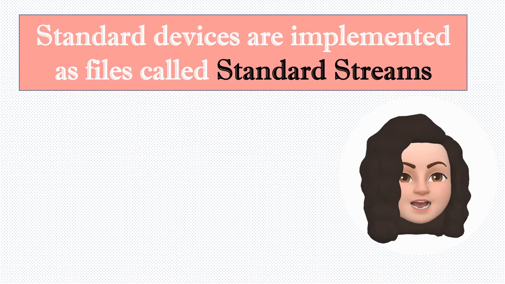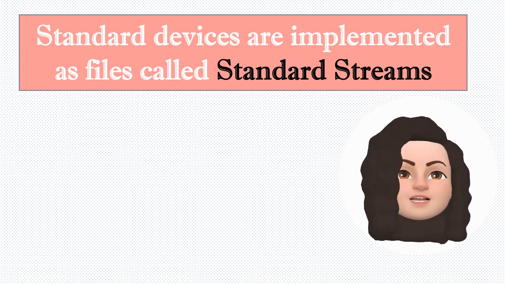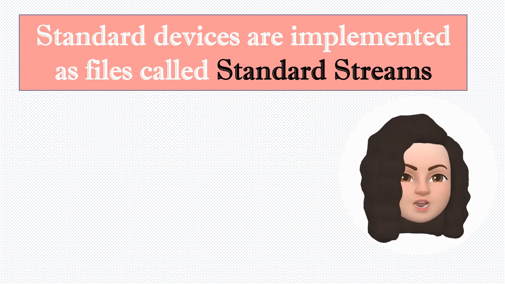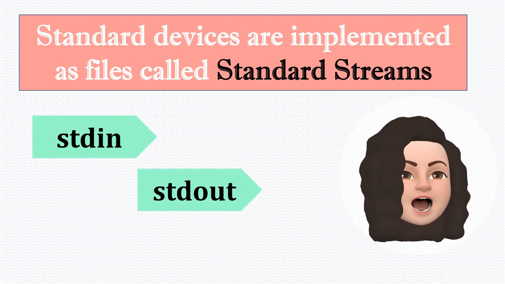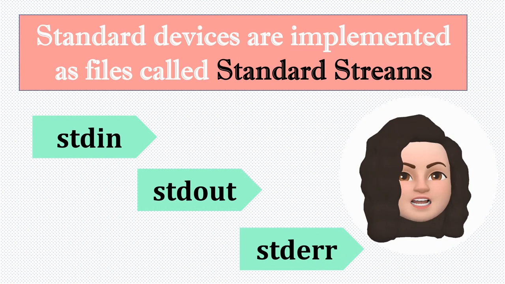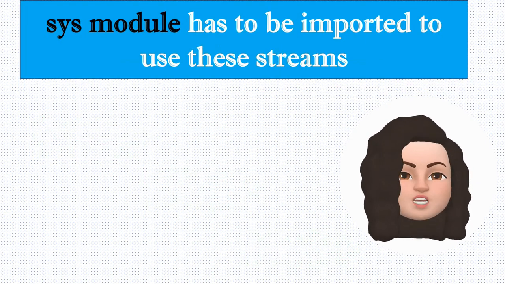The standard devices, that is, the standard input device keyboard, the standard output device monitor, and the standard error device monitor, are implemented as files and are called standard streams. So stdin is the standard input stream, stdout is the standard output stream, and stderr is the standard error stream. Now, to use all these streams, you have to import the module sys.